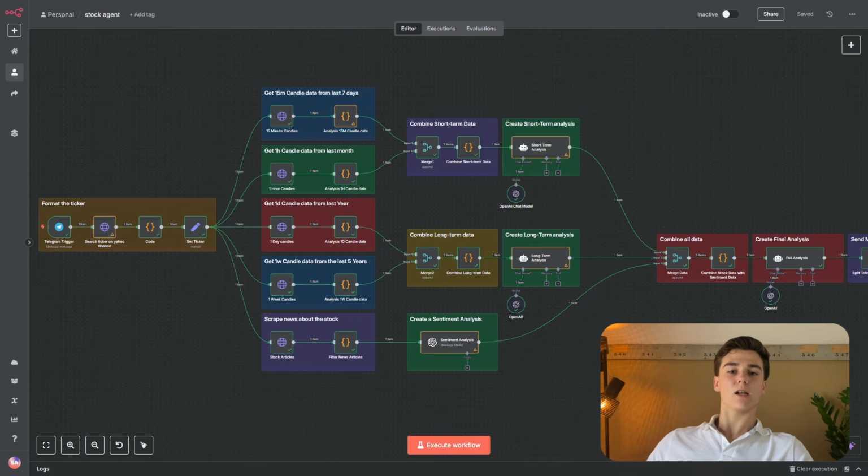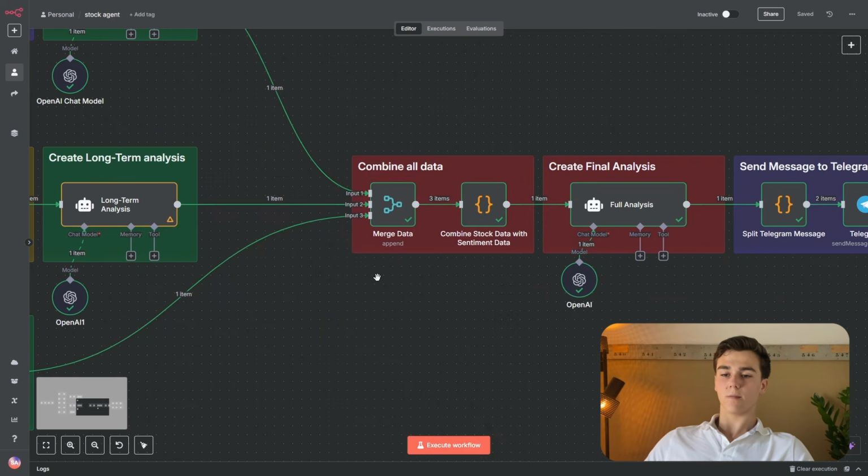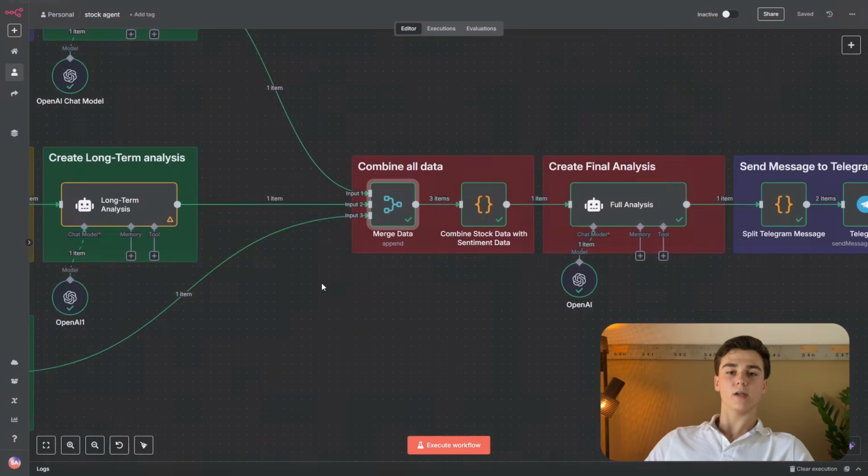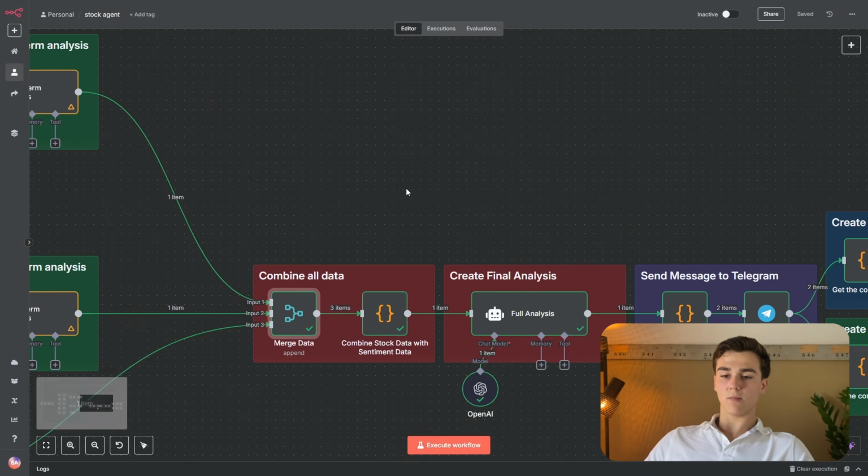Okay, so now we have set up the short-term analysis, the long-term analysis, and the sentiment analysis. And now we're going to combine all of this data. So we'll make a merge node in here, and in this merge node we will do append. Then we'll do number of inputs 3 because we have 3 inputs, and then the merge node is set up.